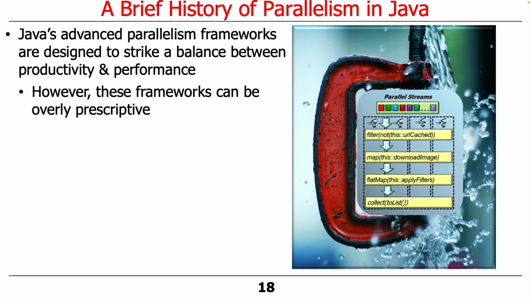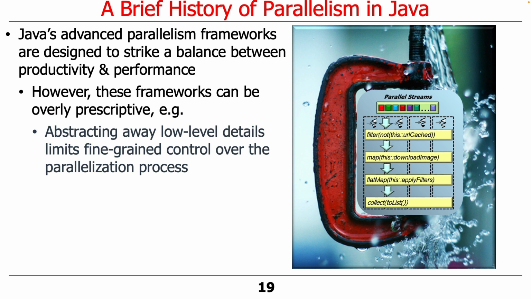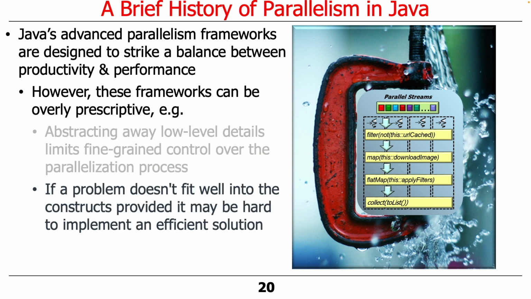However, the frameworks can be overly prescriptive. What does that mean? Well, they're great at abstracting away the low-level details, but they also limit fine-grained control over the parallelization process. Now, it turns out there's all kinds of knobs that you can turn, and you can control lots of these steps. But if you had some really esoteric parallelism model, then this might be too constraining for you. And in particular, if the problem doesn't fit well into this sort of divide and conquer-like approach that splits things up into little chunks, applies things in parallel, and then combines the sub-results into a final reduced result, then it may not be the best way to go.